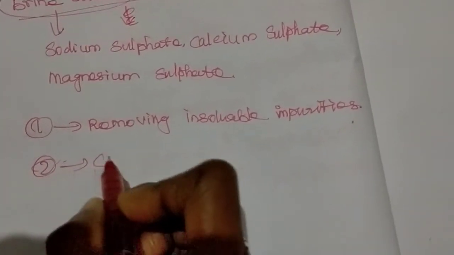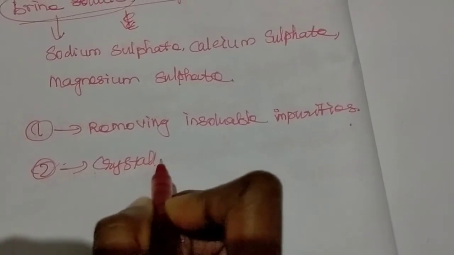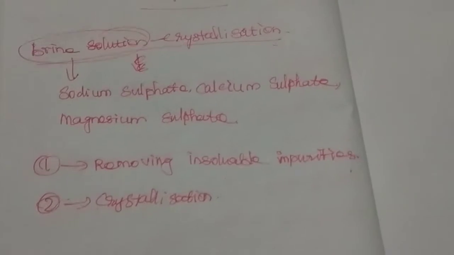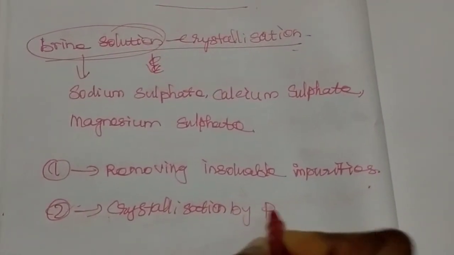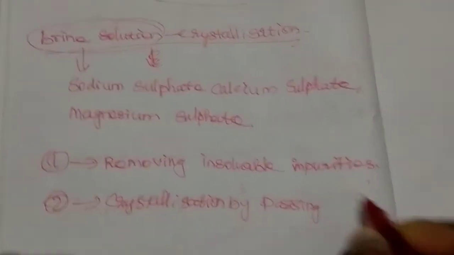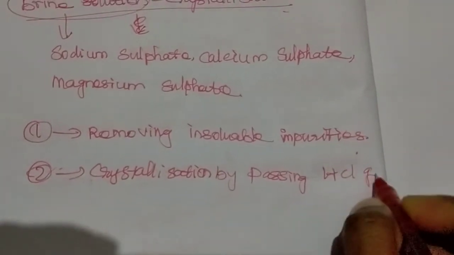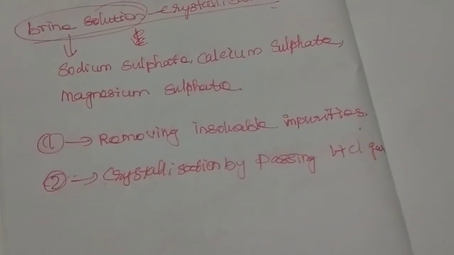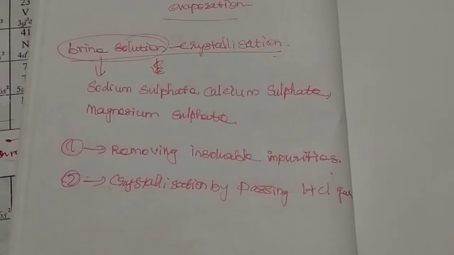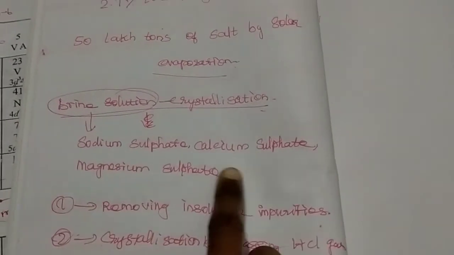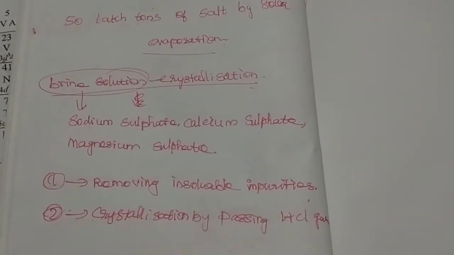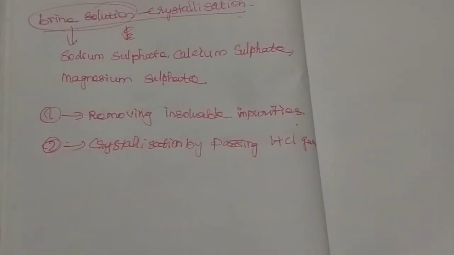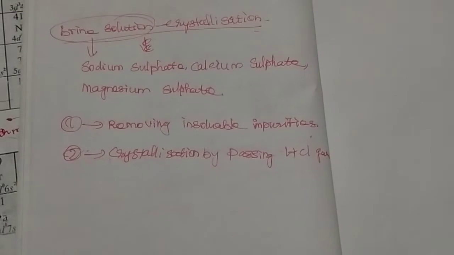Second step, crystallization by passing HCl gas into that purified solution. Calcium chloride and magnesium chloride from the brine solution are more soluble than sodium chloride, so they remain in the solution.